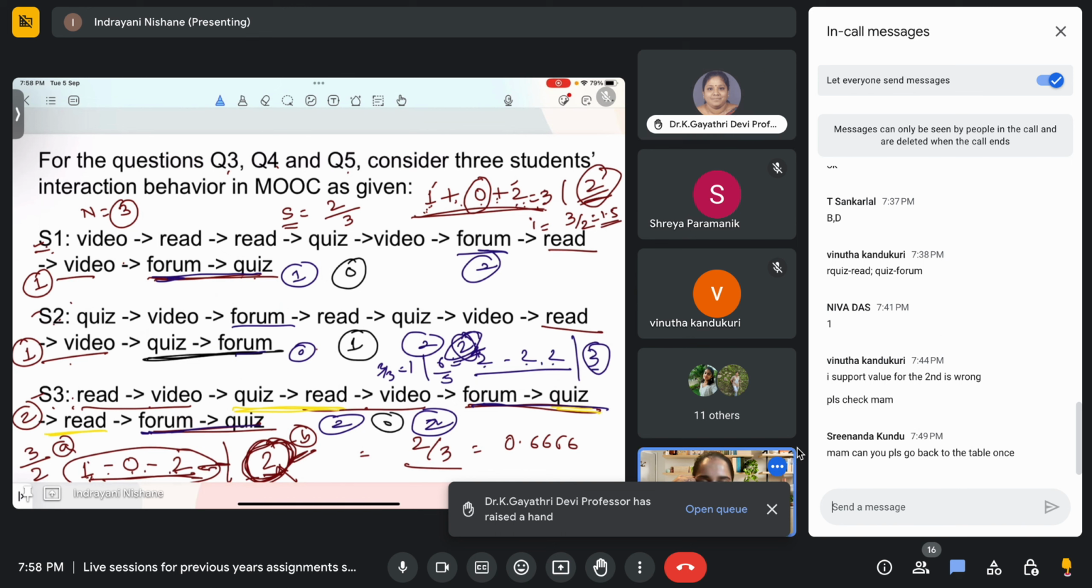Correlation and significance could be two parameters they would have asked. They might have asked the significance of a particular node. For significance, you calculate for all the nodes, the different nodes you see. In this example, there are video, read, quiz and forum. These are the distinct actions which are observed.